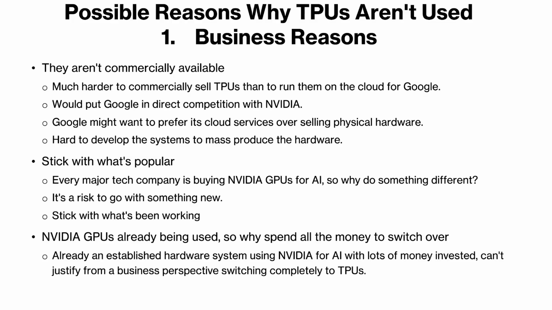Because AI takes a lot of money to invest in, tens of billions of dollars as mentioned, and from a business perspective, you can't justify throwing away that infrastructure of NVIDIA GPUs just to switch to TPUs, even if they are slightly more effective at machine learning.